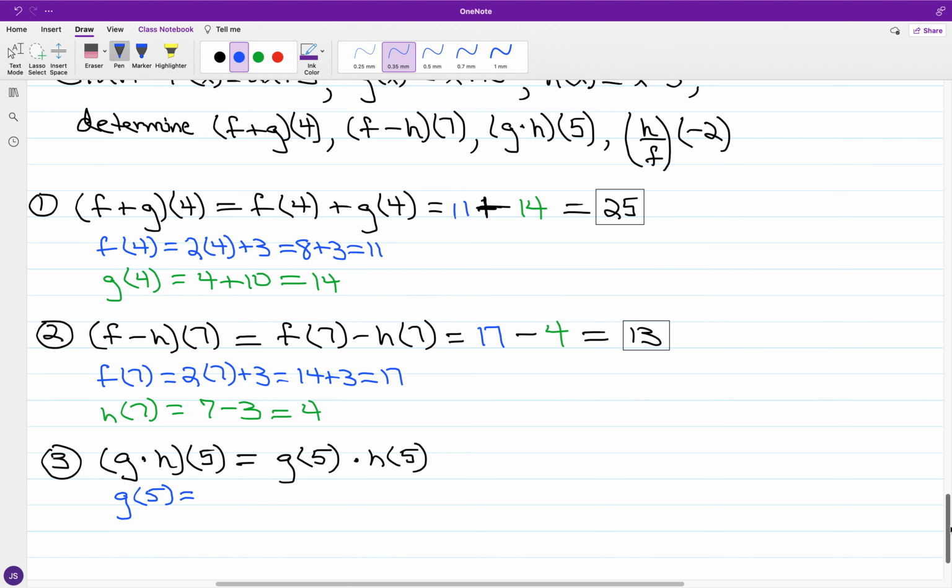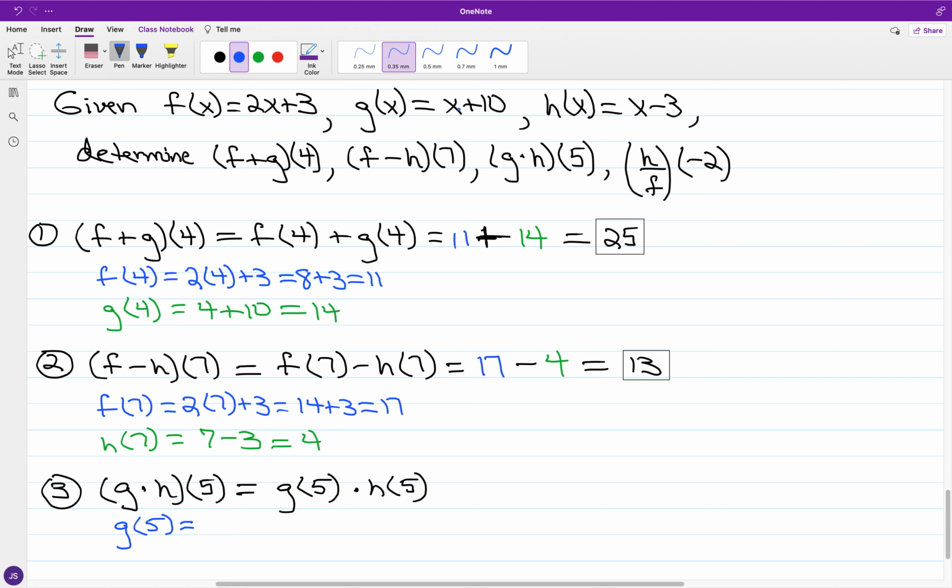but for g of 5, again, that is going to be 5 plus 10, so it'll be 15. And for h of 5, again, h of 5 is going to be 5 minus 3. And 5 minus 3 is equal to 2. And looking at attaining the product, we got g of 5 at 15, times h of 5, which we have at 2. And 15 times 2 comes out to 30.